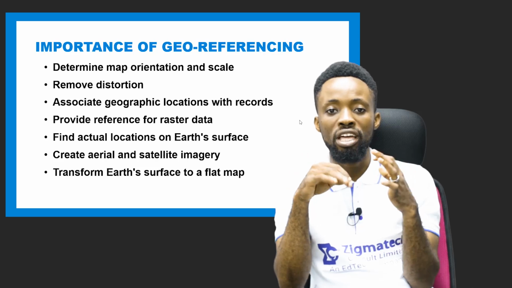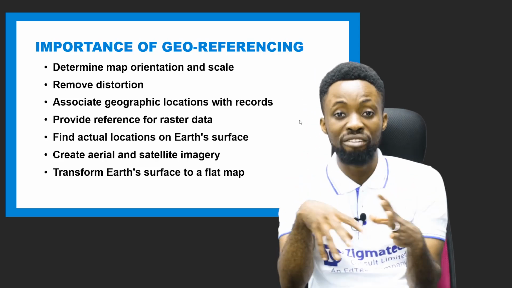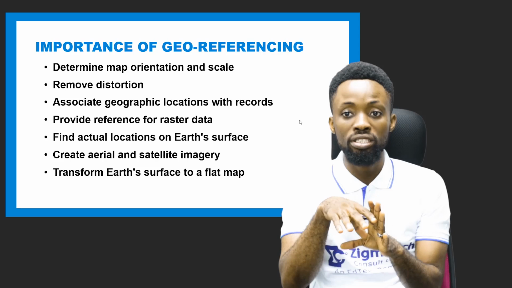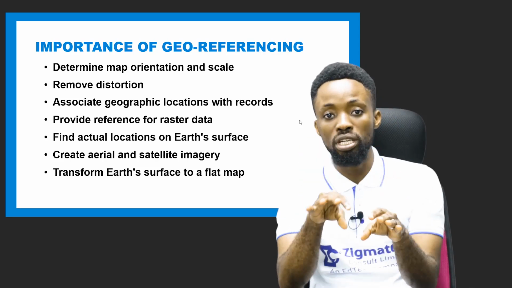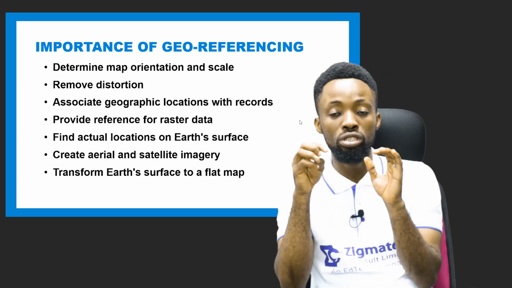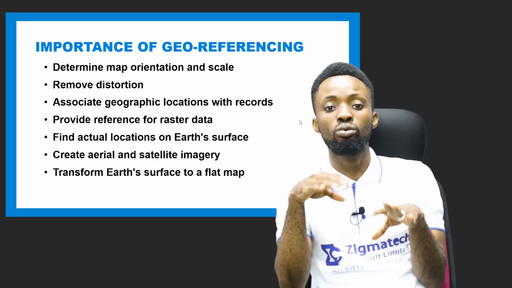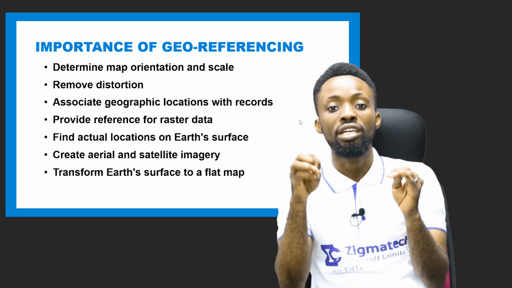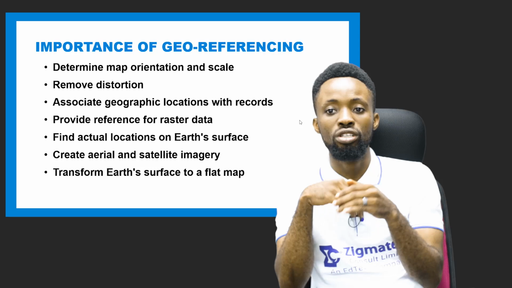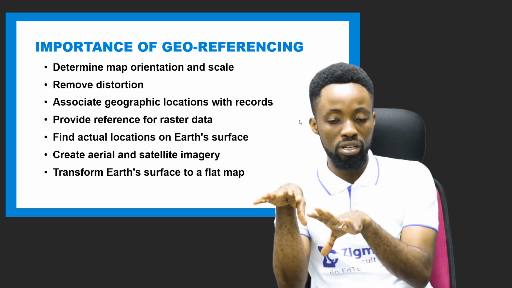If the map of Nigeria and the states we have in Nigeria were not referenced, it would be very difficult for us to scale the map or give the map a good orientation. The reason we know that Nigeria is found between latitude 4 and 14 degrees north is because it has been referenced. So that's one thing about georeferencing.